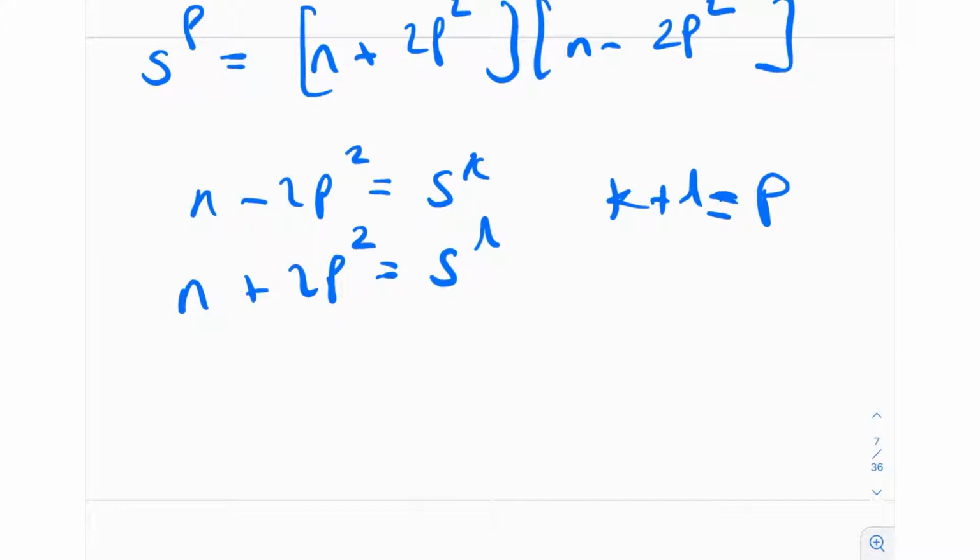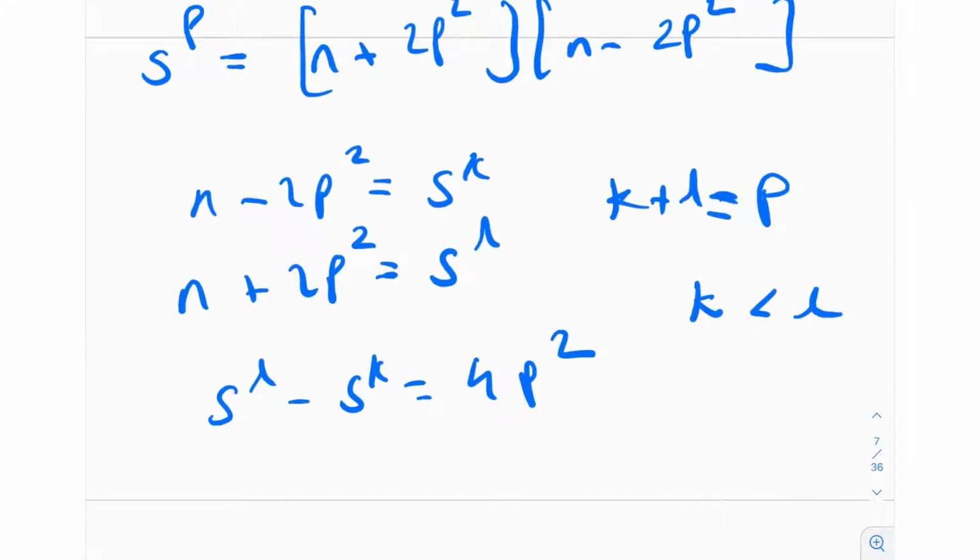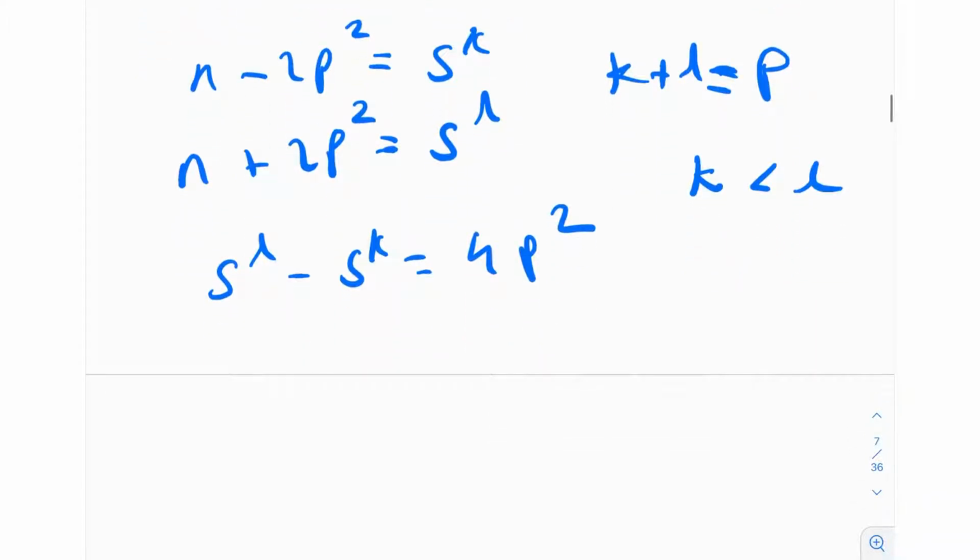Now what I can do over here is eliminate n, because n is a quantity that we had ourselves introduced. So let's try to eliminate it in these equations. If I just subtract both the equations, I'll get 5 raised to power l minus 5 raised to power k is equal to 4 times p squared. And I think it's pretty clear to see that k will be less than l, right? Okay, great. Now we have this equation.